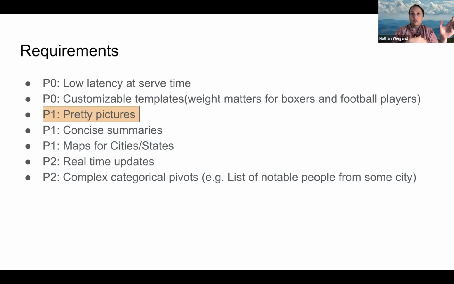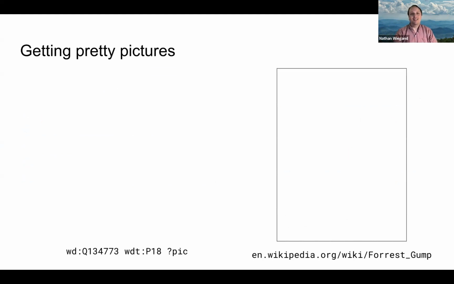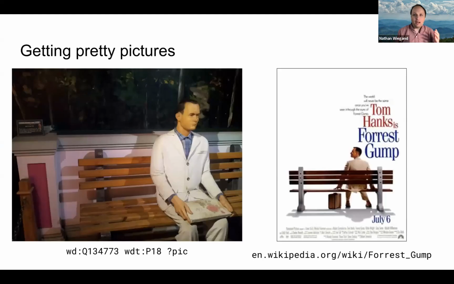So now we have our P0s out of the way. These are the things we absolutely have to have in order to launch a product whatsoever. So the next task is to build pretty pictures. The first thought we had was, well, Wikidata has this nice predicate called image. So we can just extract that and move on with our lives. But for some reason, I decided to take a look at some entities, and I discovered that in the case of the entity Forrest Gump, its image is this wonderful wax figure you see here on the left. And if we showed that to our customers, I'm pretty sure they would be pretty dissatisfied.